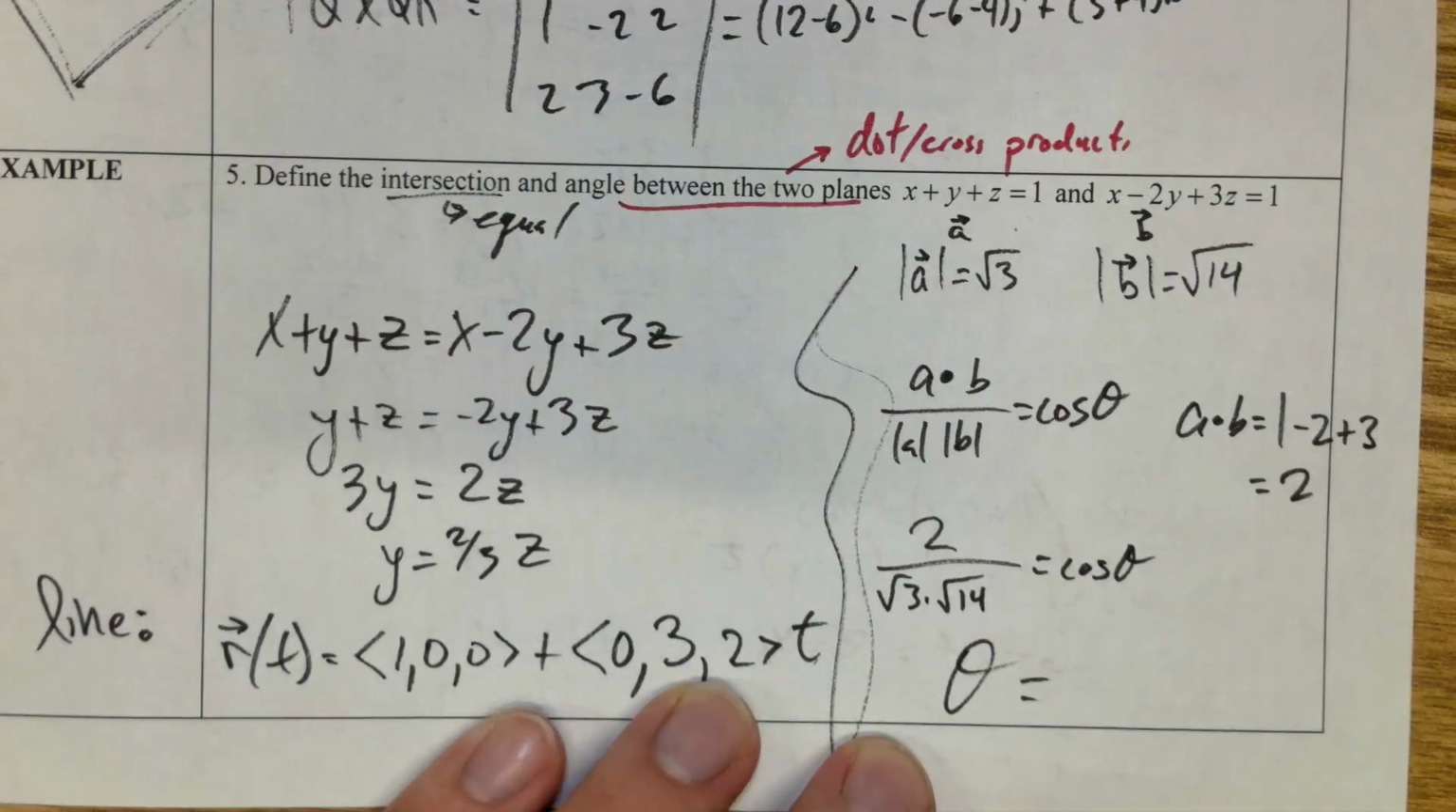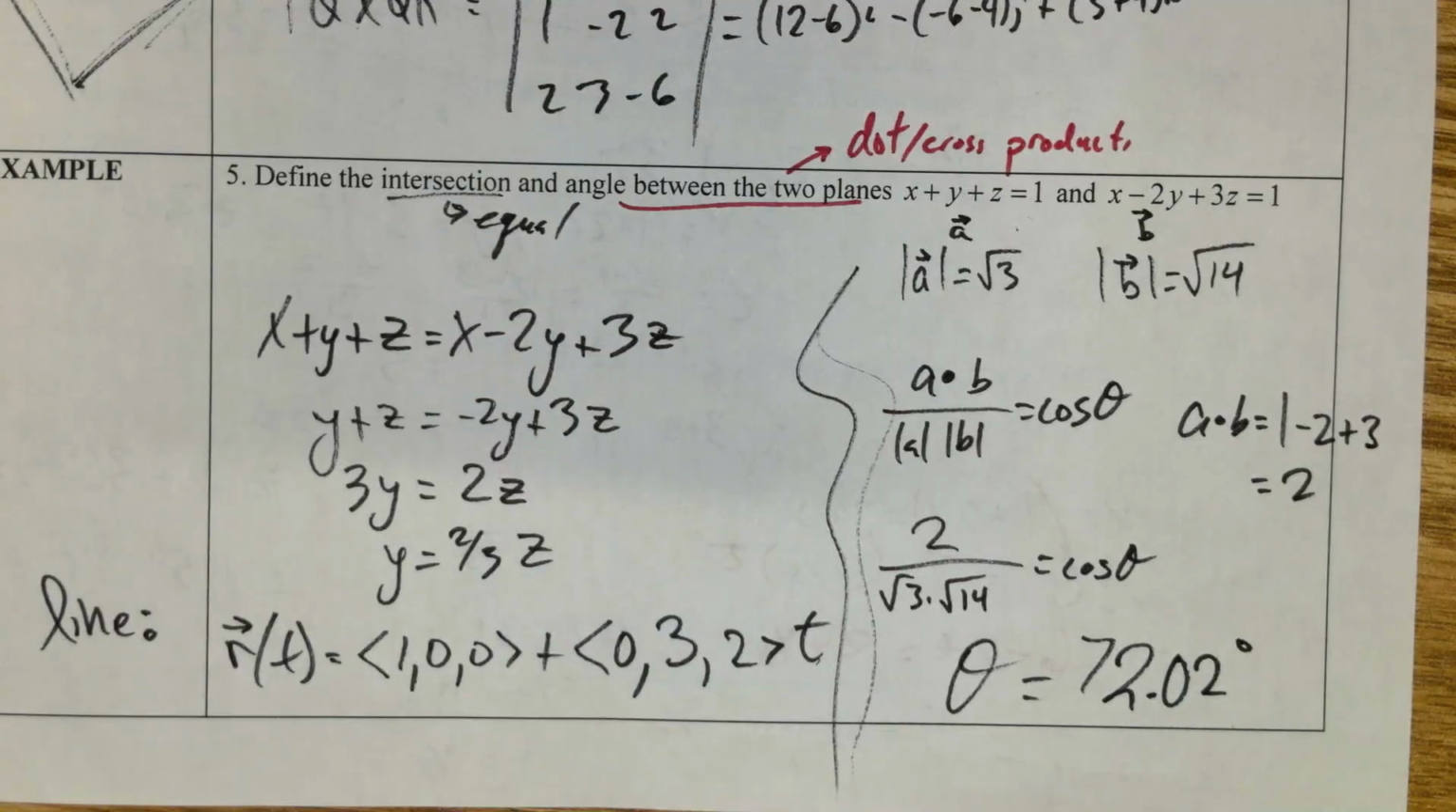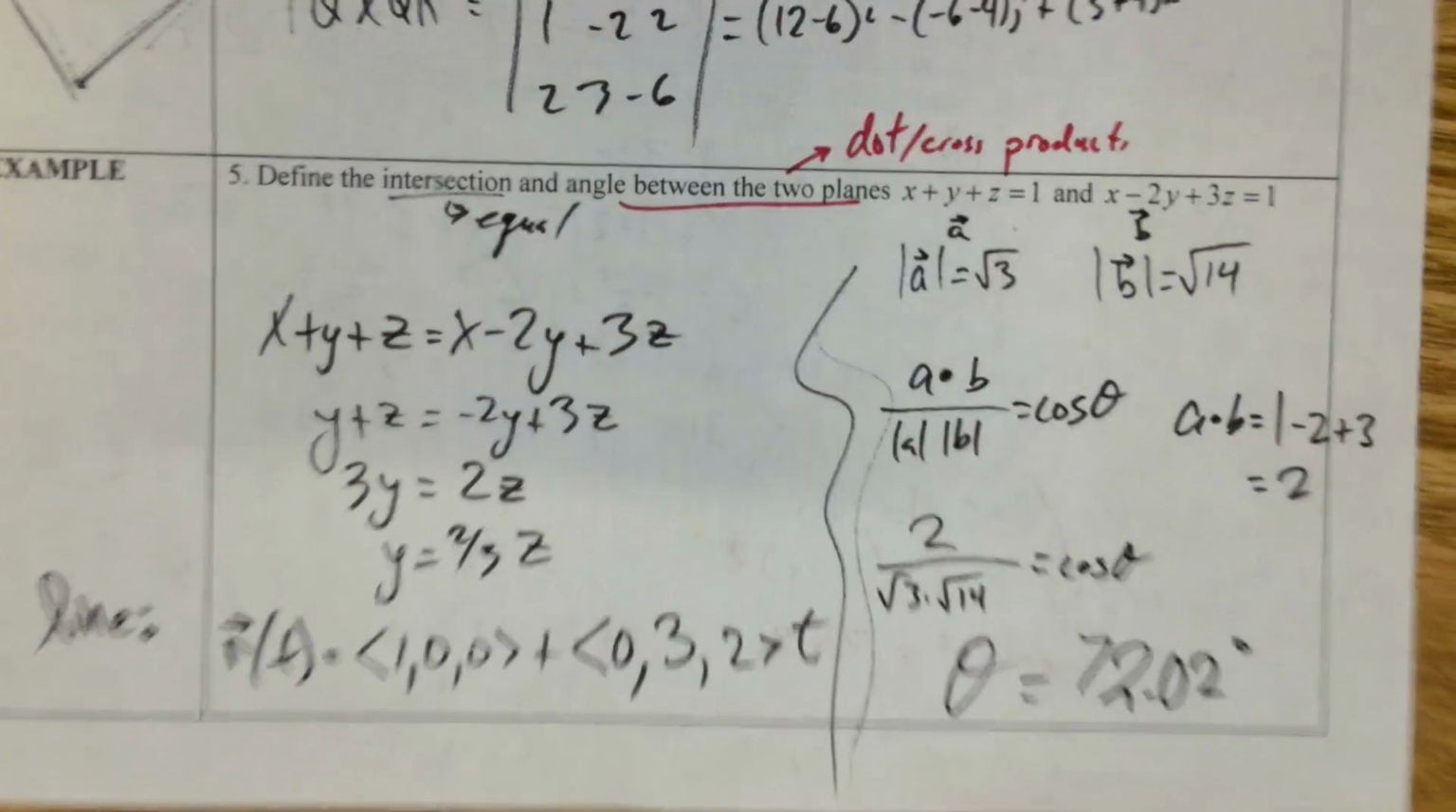I use that inverse cosine function, and I get my final angle of intersection between the two planes to be 72.02 degrees. As you can tell, these dot and cross products have far-reaching implications.